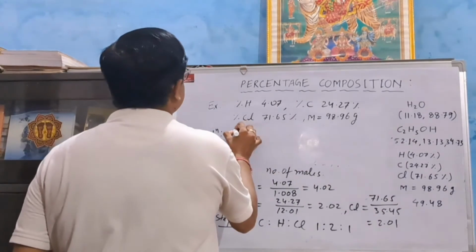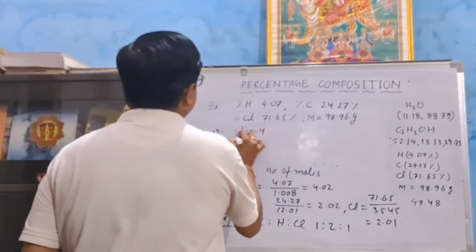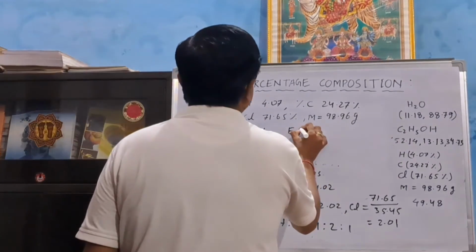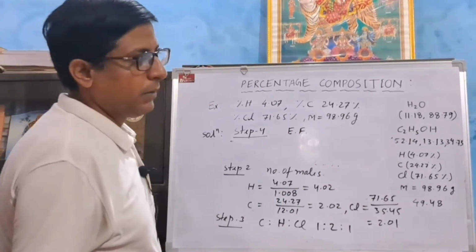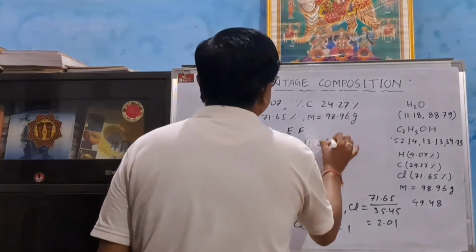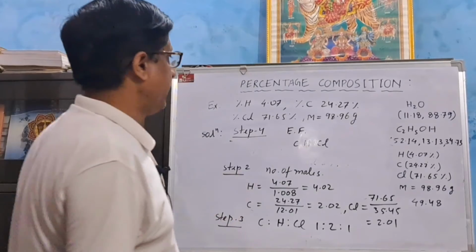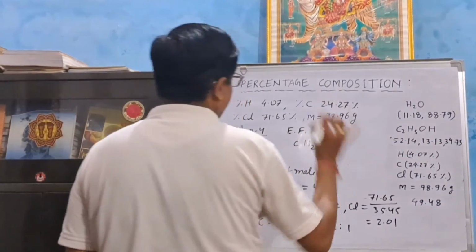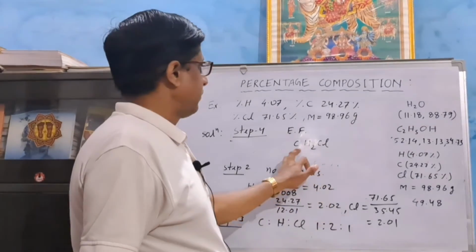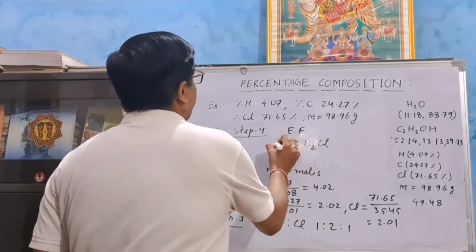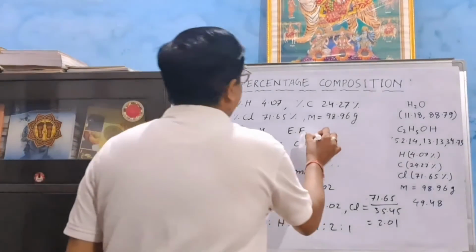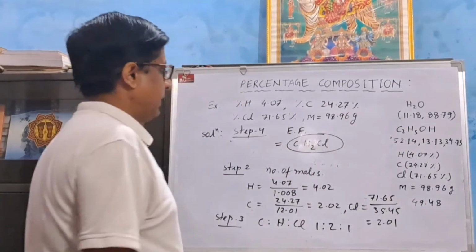In step 4, we write the empirical formula. We write the empirical formula by writing the symbol of each element followed by its coefficient. In case of carbon, the coefficient is 1, in case of hydrogen, the coefficient is 2, therefore CH2Cl. The empirical formula is CH2Cl. The empirical formula of the compound has been obtained, CH2Cl.